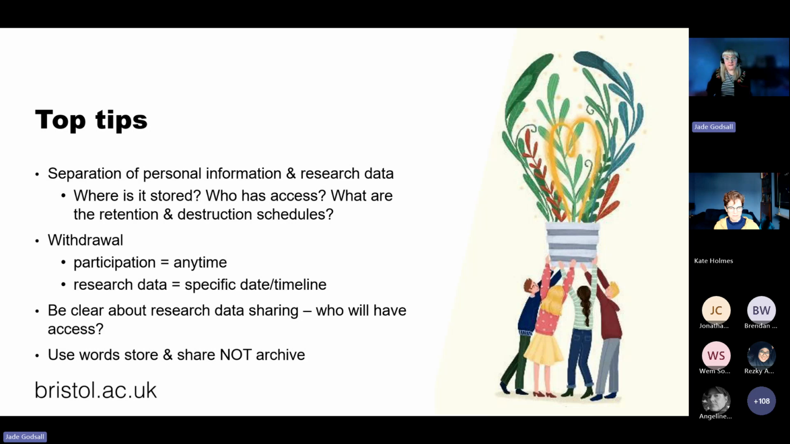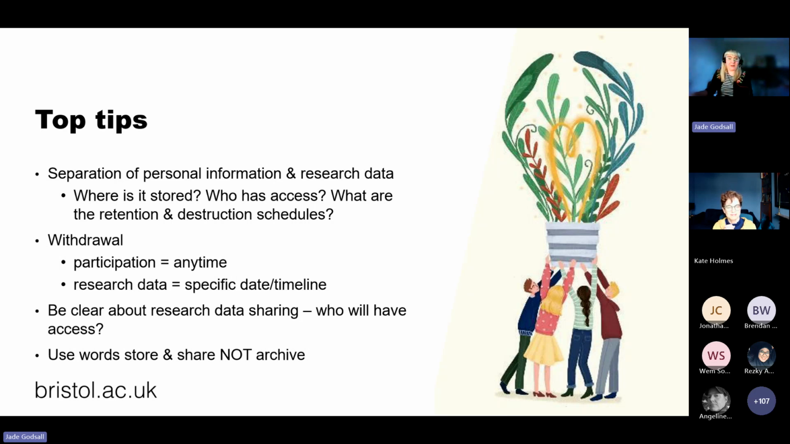Withdrawal. There should be two clear points of withdrawal, which is something that comes up a lot that we see. You should have one withdrawal point for participation at any time, and then a specific date or timeline for research data. If you're planning to anonymize your research data, saying it can be withdrawn at any time is going to undermine your anonymization process, and it's going to be an administrative nightmare for you. So give it a date.